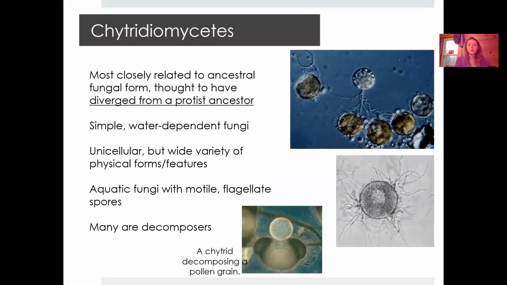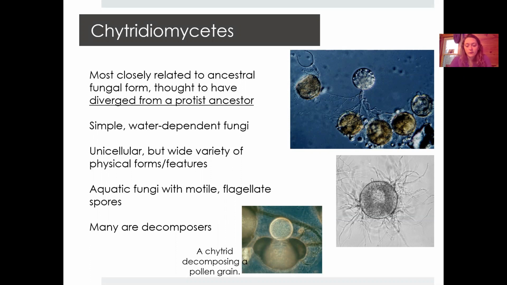All right, so the first group we're going to talk about is chytromycetes. These are the most closely related ancestral fungal form, and they most likely diverged from a protist ancestor. They're pretty simple and water dependent. They are unicellular, but they have a wide variety of physical forms and features. They are usually aquatic and motile with flagellated spores, and many of them are active decomposers, just like most fungi.